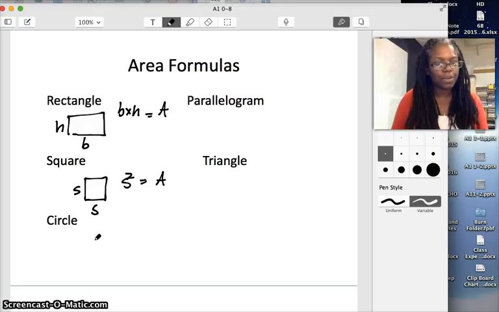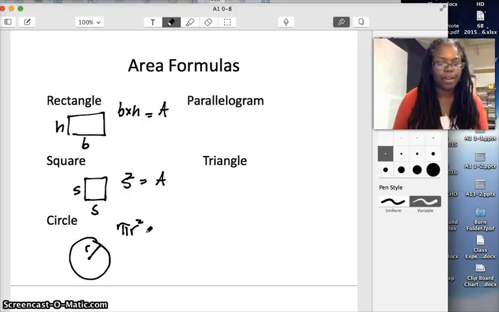In reference to a circle, we don't have a natural, easy way to see why this is true, but a circle's area is dependent on pi and the radius. So the area of a circle would be pi r squared, and that's going to be the area.